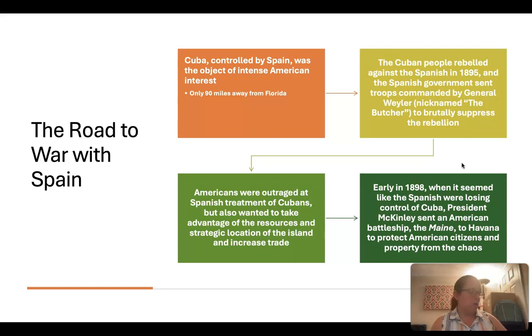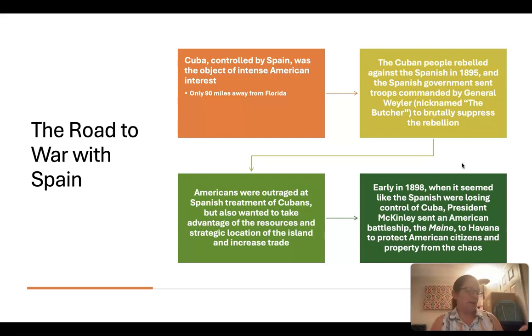Eventually, Spain recalls General Weyler and tries to make peace with the Cuban rebels. Early in 1898, it seemed like the Spanish were beginning to lose control over Cuba. There are riots going on in Havana. And President McKinley assumes that Spain is no longer going to be able to maintain order. So he sends an American battleship, the battleship Maine, to Havana, ostensibly on a goodwill mission, but really he sends it there to protect American citizens and property from all of this chaos that's going on.